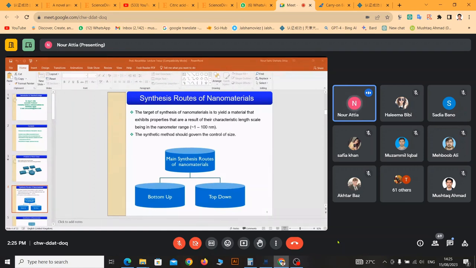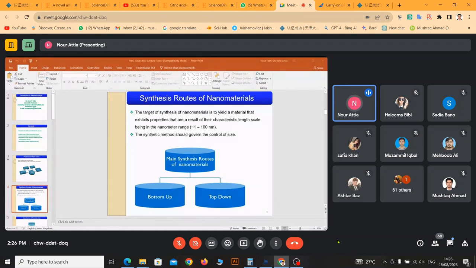The other synthesis is top-down. Top-down techniques means you start from the macro scale, like lithography and ball milling. There are many physical and chemical methods also used for top-down techniques. In this case, you start from macro scale or micro scale material until you reach nanoscale material, like nanocellulose. People start from macrocellulose or microcellulose and make extractions to get nanocellulose, right? So there are many procedures. Ball milling, for example, graphene, for example; many people use top-down techniques.